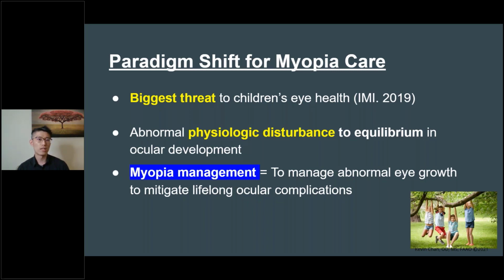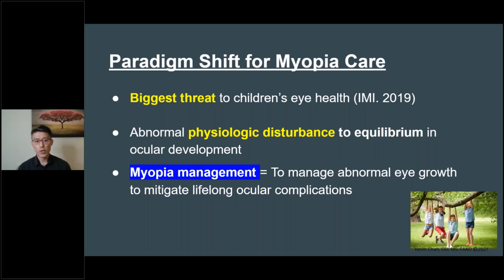And when we try to challenge the understanding of myopia, we typically thought about myopia as only a refractive error, and it's nothing to do with how it evolves and changes the overall physiology of the eye. But more and more research has found that myopia actually represents an abnormal physiological disturbance to the equilibrium of overall ocular development. So the way we treat myopia needs to be up to date.